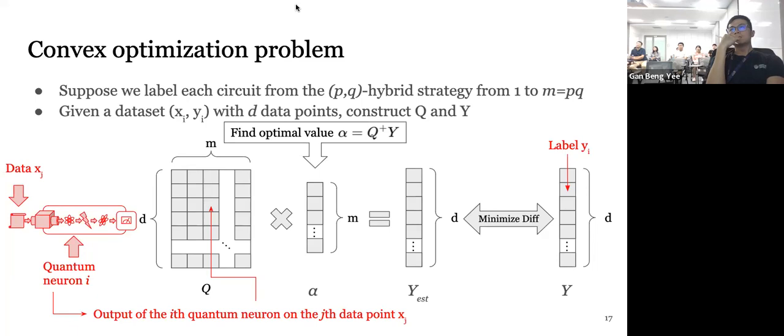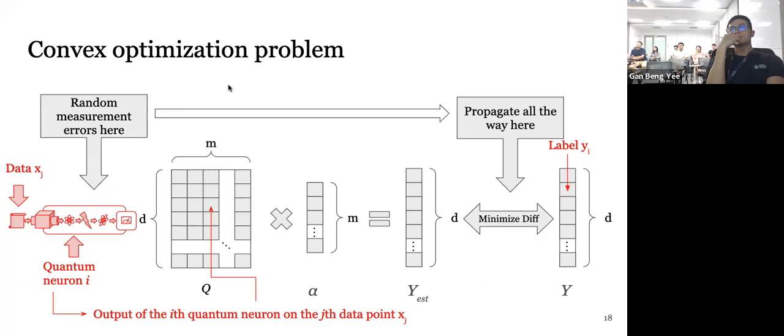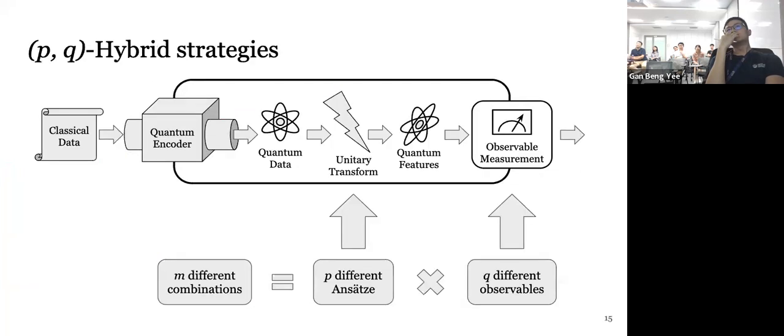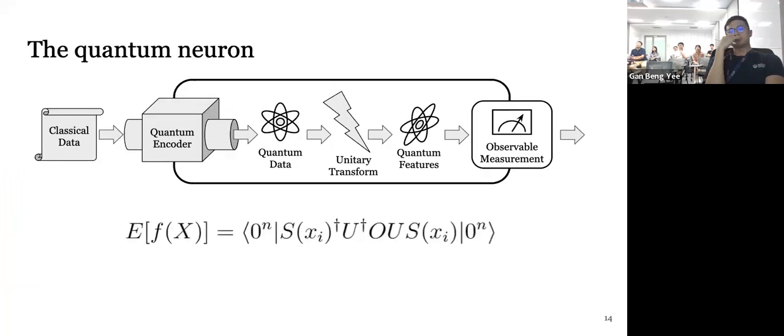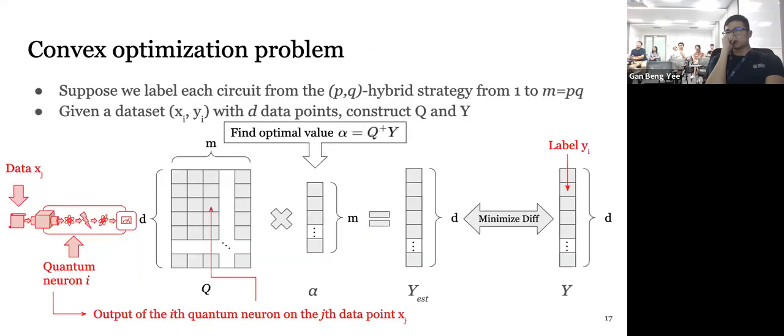Okay, so the next problem is that the outputs from these quantum neurons, as I mentioned, only the expectation value matches the transformation here. This is the expectation value. So each measurement from the quantum neuron, if we take multiple measurements, there's still going to be some error from the actual expected value that we have here.